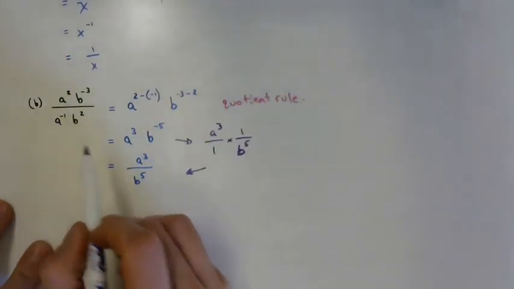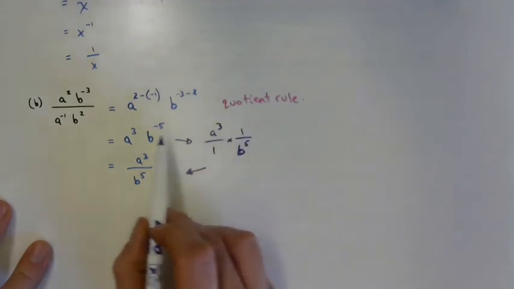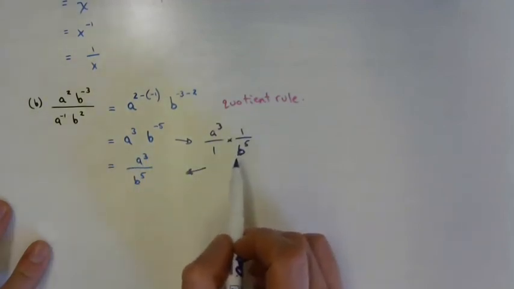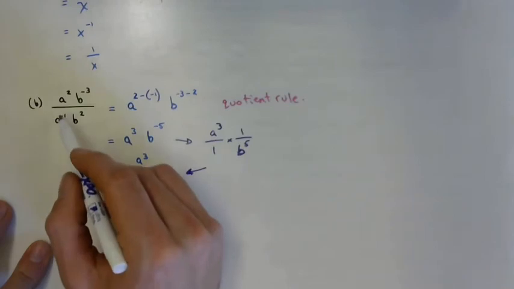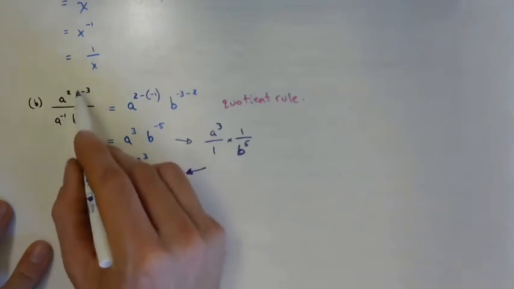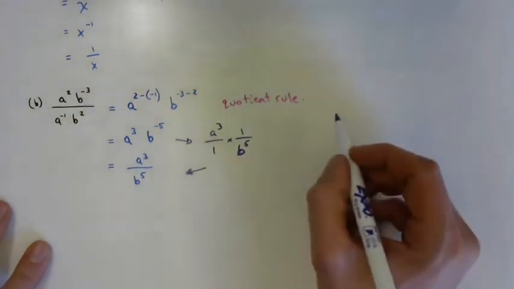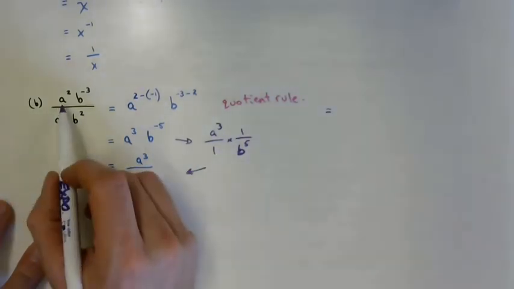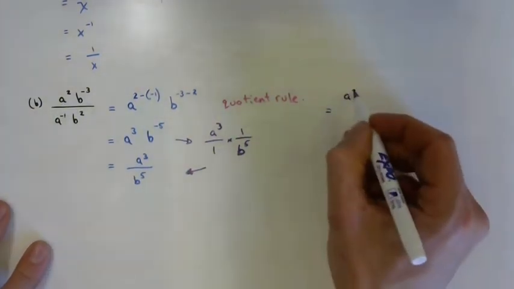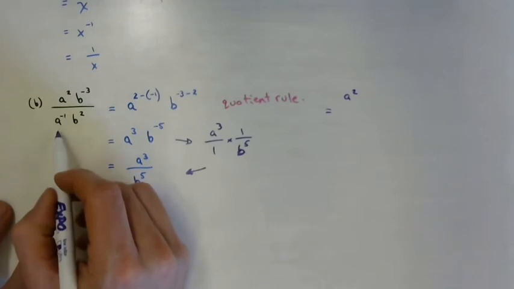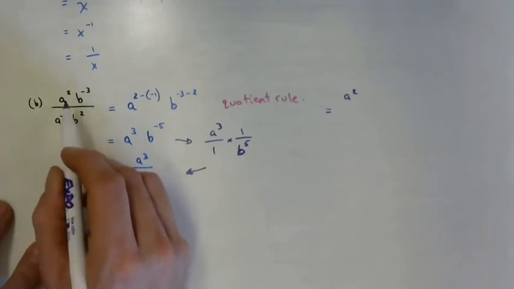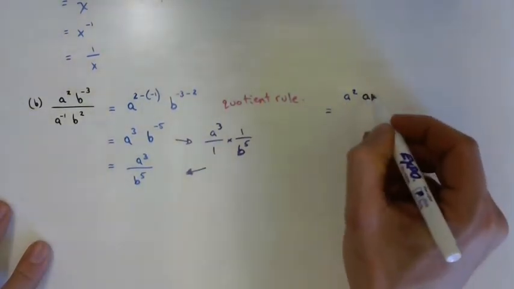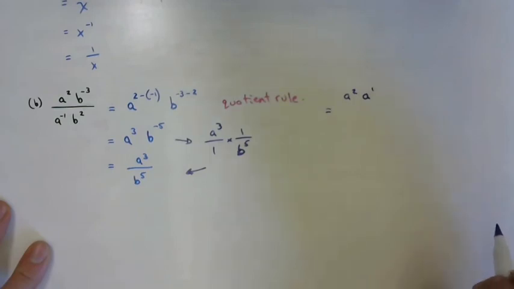I could have done this a different way. I could have applied the negative exponent rule first and taken the reciprocal of the a exponent here and the b with a negative exponent here, and then it would look like this. I would have a squared in the numerator. It's positive, so it'll just stay. But this one would get flipped to the numerator with a positive exponent.